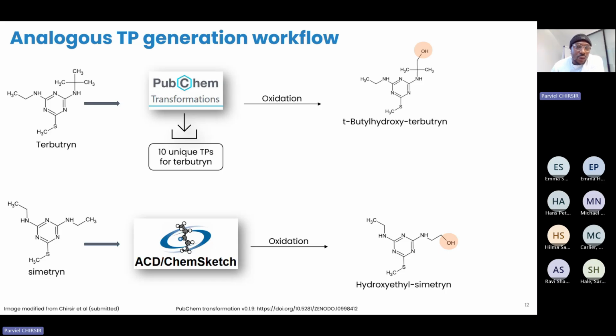So I do this for all the other transformation reactions and for all the other data-poor compounds to come up with a suspect list that I use for suspect screening.